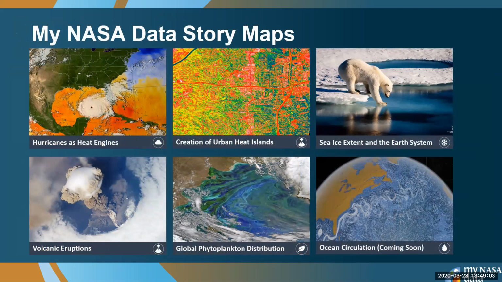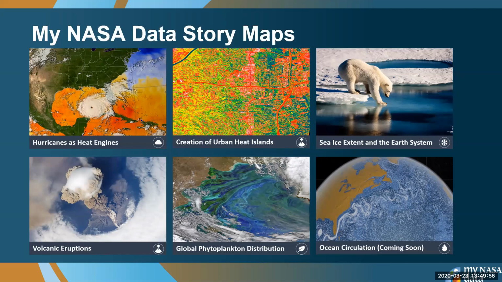Next slide. So working with My NASA Data, probably my main focus has been working with story maps. And if you're not familiar with story maps, they're really just a neat way to combine your map GIS data with other multimedia content, such as images and videos, along with narrative text. And at My NASA Data, what we do is we pick different Earth system phenomena, and then we create basically a lesson plan for students centered around the different NASA data that can be used to explain and analyze these topics. And so far, we've created story maps for all of these different topics: hurricanes, urban heat islands, sea ice extent, volcanic eruptions, and phytoplankton, with an ocean circulation story map coming soon.